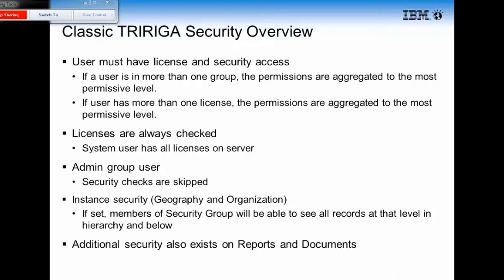We do have instance level security, which is on geography and organization, which means that you can restrict user access to records based on the geography and organization that the user's group belongs to and the records involved. If set, members of a security group will be able to see records at that level in the hierarchy and below. There is also some security that exists on reports and documents.